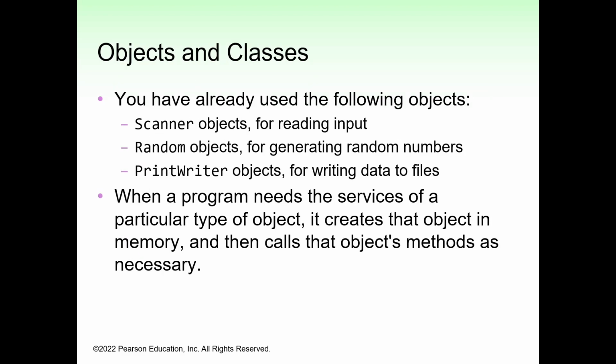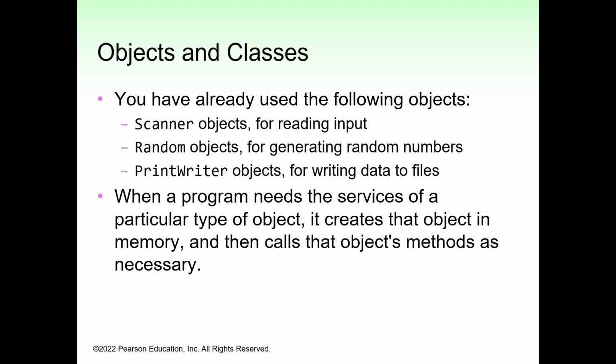Now, you are familiar with a couple of objects already, and I introduced you to a couple of them. First of all, the Scanner objects in Java. Those are used for reading input from the user or reading input from a file. Then we have the Random objects. They will generate random numbers for us. And the PrintWriter objects. PrintWriter is strictly for writing data to certain files.